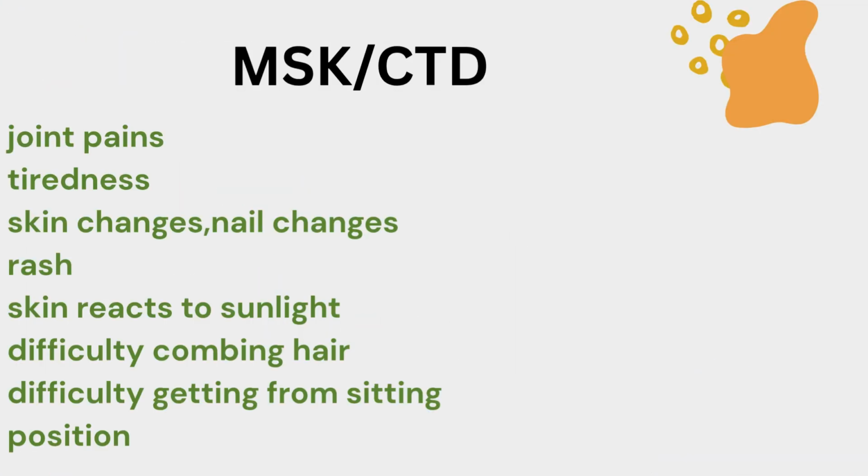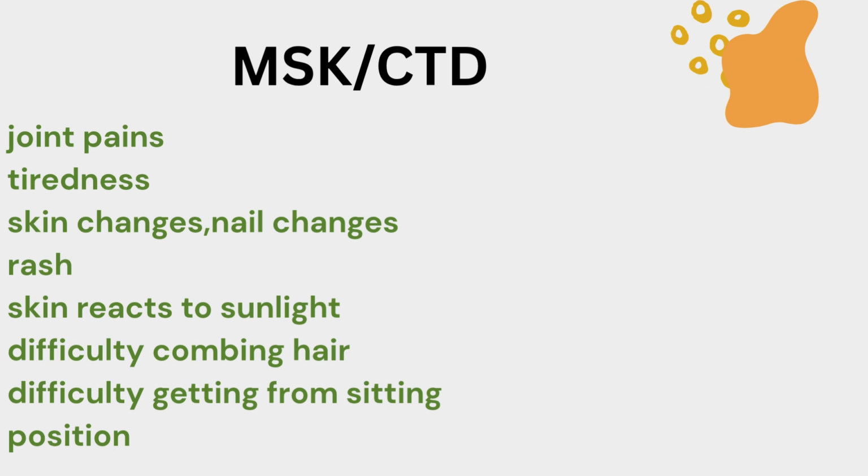Next would be the musculoskeletal and or the connective tissue disorders. So thinking about any autoimmune conditions such as rheumatoid arthritis or SLE, maybe polymyositis or dermatomyositis, polymyalgia rheumatica. These are some common cases that come in the exam. So you can ask about joint pains, any tiredness, any skin changes, skin rashes, nail changes, and how does their skin react to sunlight. So that could denote photosensitivity.